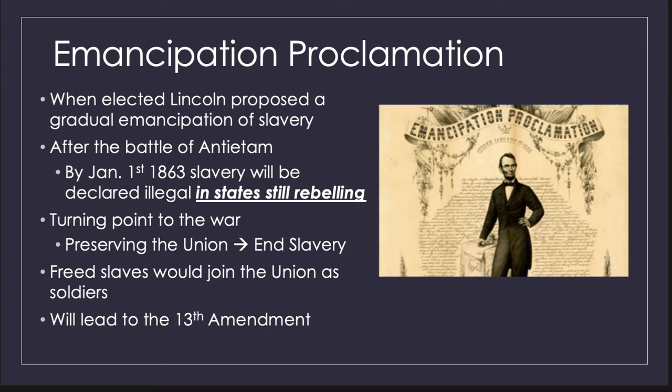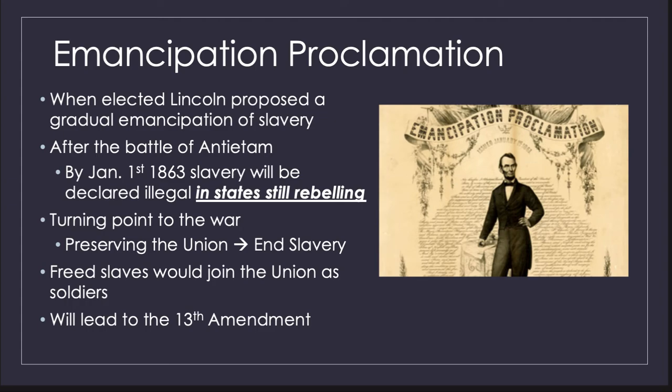They don't follow this. It's what we call a paper tiger. It looks great on paper. It's a wonderful idea, but in practice, it doesn't really happen. So why the heck are we looking at it? It is a turning point of the war. We are now pivoting from we need to preserve the Union, and our only goal is to bring the South back into the fold, to we need to end slavery, and that will preserve the Union.